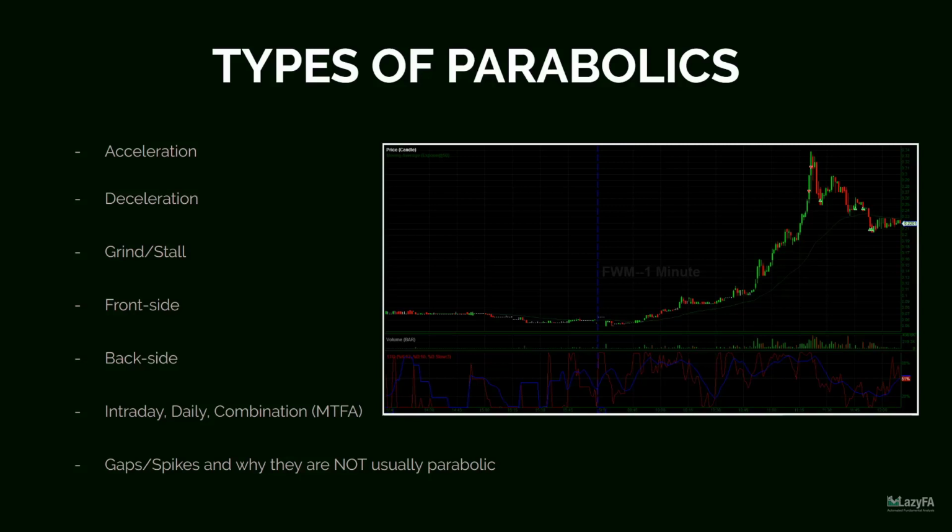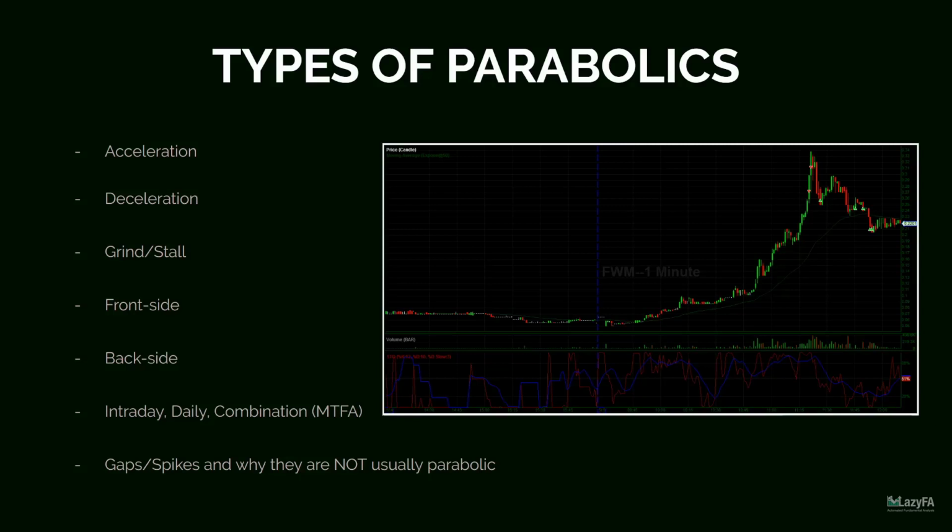But this is what a parabolic chart looks like. You can see that it starts to accelerate and accelerate. And then at the end, there's this big blow off to the upside. And then it kind of snaps back real quickly and starts to drift down. And this is what you'll find on most types of parabolics. So there's 3 primary types: acceleration, deceleration, and grinding or stalling out. And then there is another concept of front side versus the back side of the move, which we'll talk about after we look at examples of the 3 different types of parabolic trades.